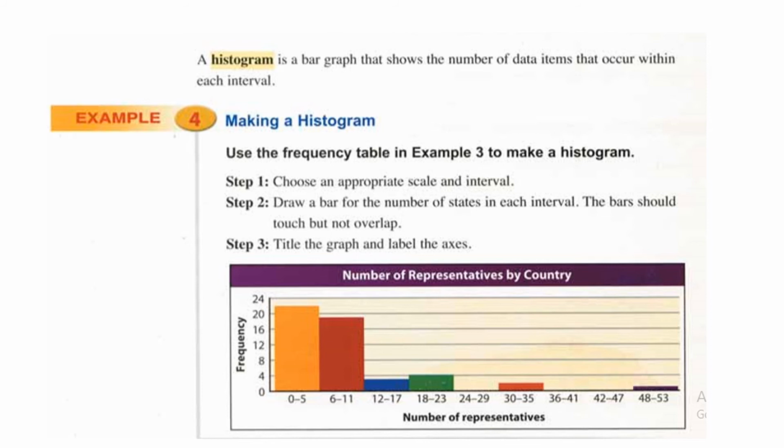First step, choose appropriate scale and interval. Step 2, draw a bar graph. The number of states in each interval. The bars should touch but not overlap. Step 3, title the graph and label the axis as shown in the figure.